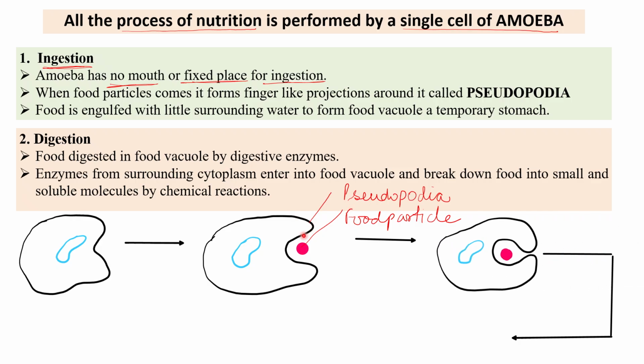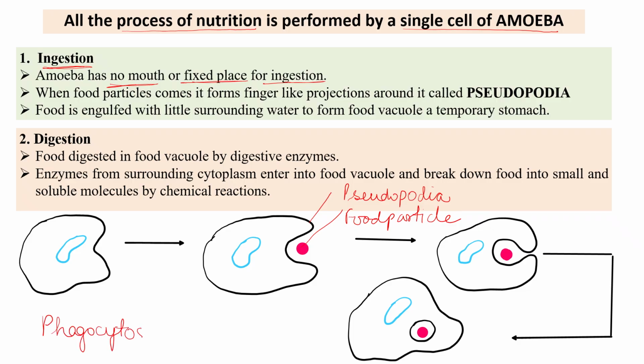And these pseudopodia begin to surround the food. And here you can see the food particle has been completely surrounded. And then what happens? The membrane of the pseudopodia fuses, forming a food vacuole. And this process is called phagocytosis. So this process of engulfing the food particles by amoeba with the help of finger-like projections called pseudopodia is known as phagocytosis.